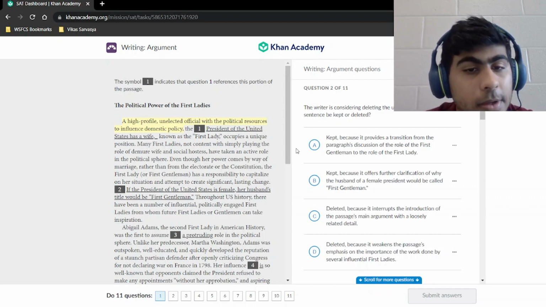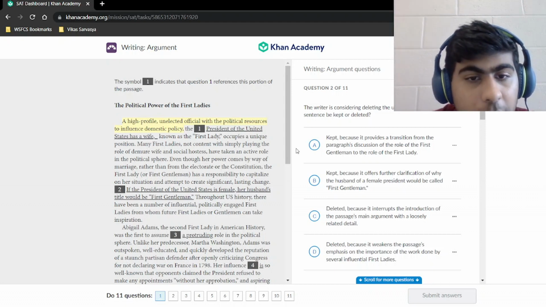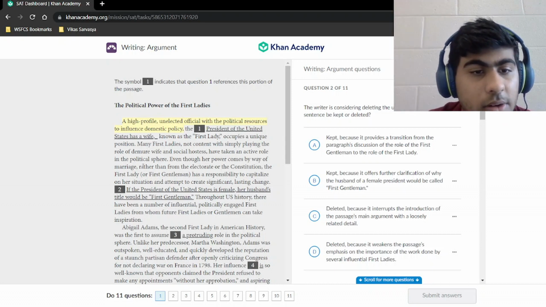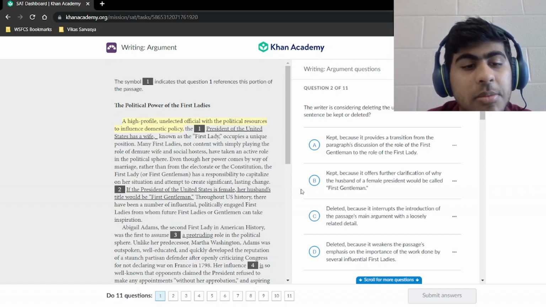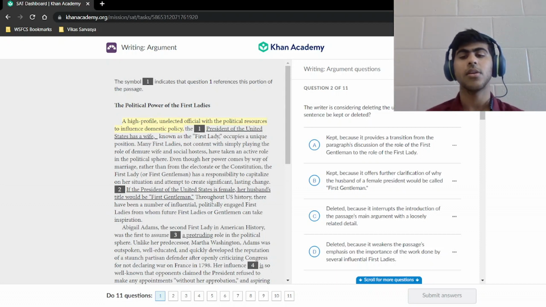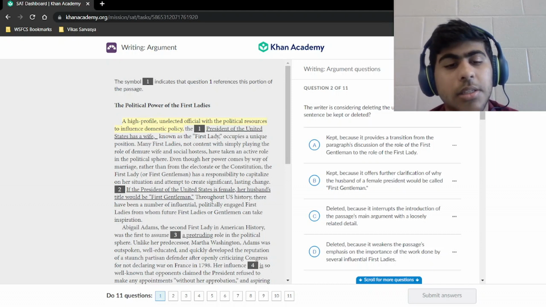All right, so we have, even though her power comes by way of the marriage rather than from the electorate or the Constitution, the First Lady or First Gentleman has a responsibility to capitalize on her situation and attempt to create significant lasting change. The President of the United States is female. Her husband's title would be First Gentleman. Throughout U.S. history, there have been a number of influential, politically engaged First Ladies from whom future First Ladies or Gentlemen can take inspiration.